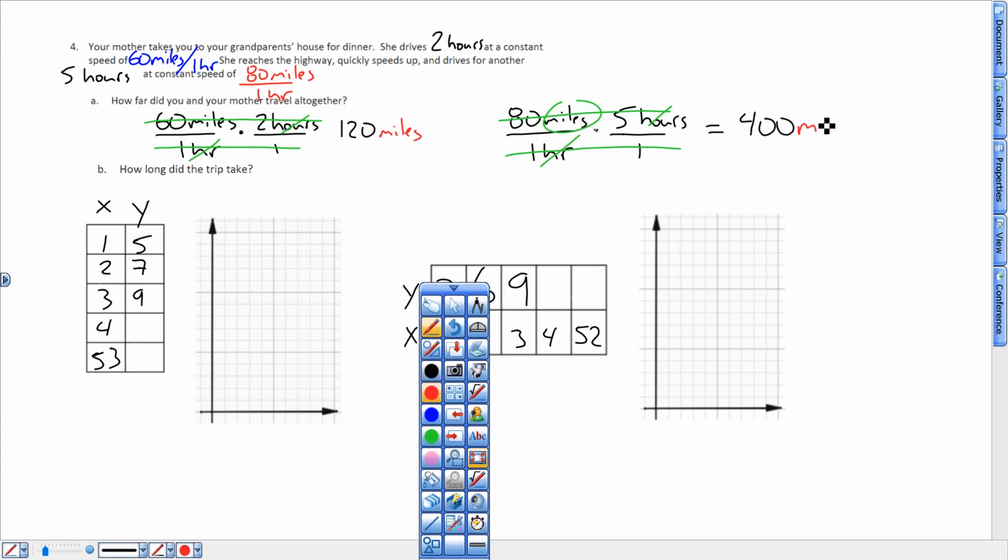Make sure you read the problem carefully. It says travel all together. So take those numbers and make sure you add them up. That gives me 520 total miles if you drove a little bit at one speed for a couple hours and then sped up for another chunk. All right, last word.